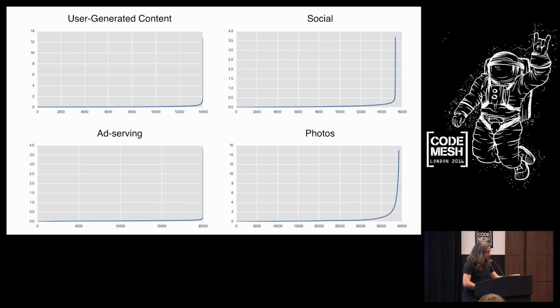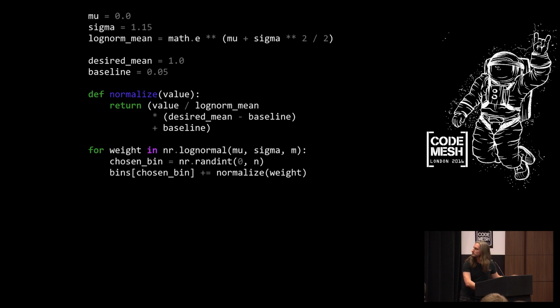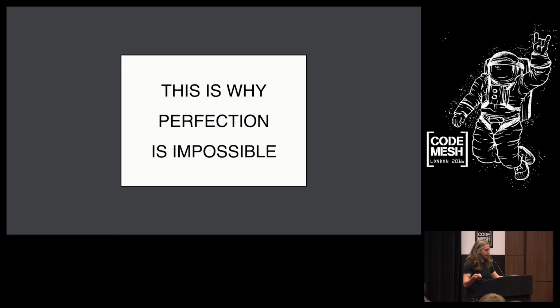Right, so what we can do is go back to our example and tweak that to use a log normal. And so what happens now? Well, it's even worse, right? The variance is even higher than what we thought before. Okay. So this is why perfection is impossible.